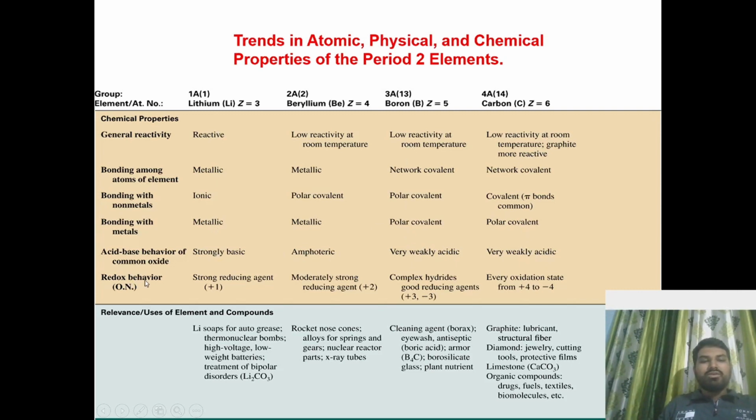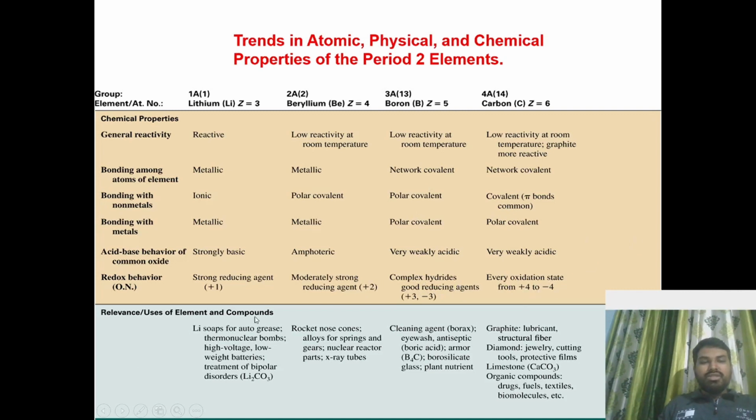Now what is redox behavior? Lithium is a strong reducing agent, beryllium is a moderately strong reducing agent. Boron has complex hydrides and is a good reducing agent. Carbon shows every oxidation state from +4 to -4.